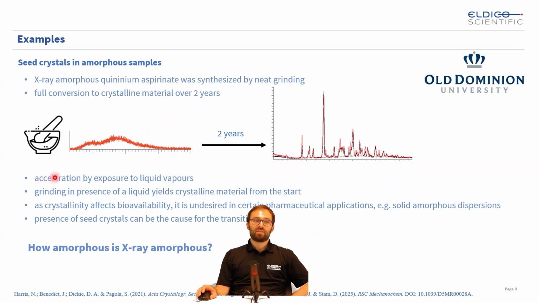It has also been observed that this can be very much accelerated by exposure to liquid vapors. And if you do liquid-assisted grinding instead of neat grinding, you can just get the crystalline material from the start. But as I said, in this case, crystallinity is not desired, and some seed crystals can also accelerate a conversion of an amorphous material into a crystalline one. So we would like to exclude the presence of such seed crystals, and this brings us to the question: how amorphous is a sample that we can see as amorphous in powder X-ray diffraction?